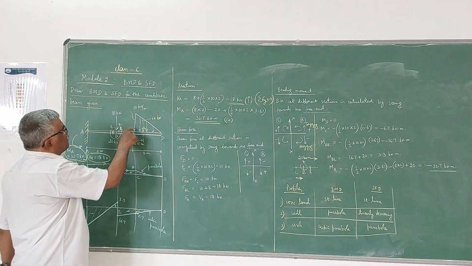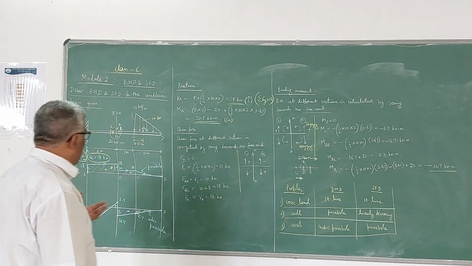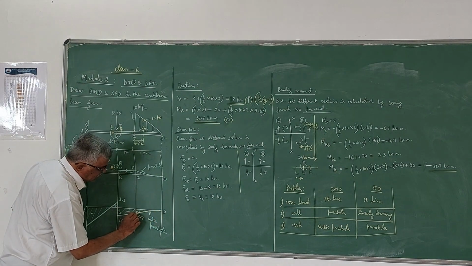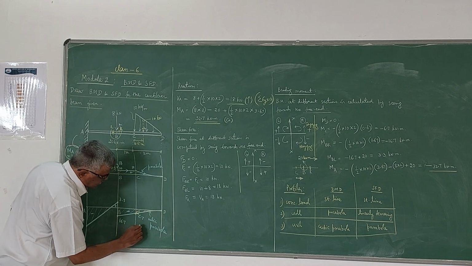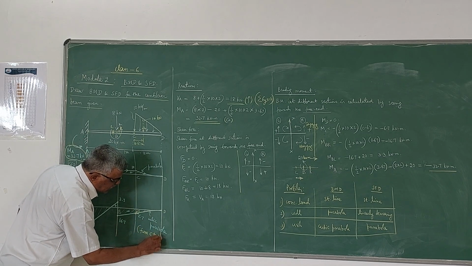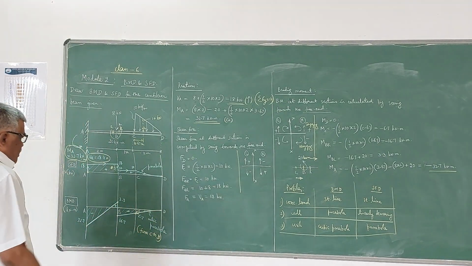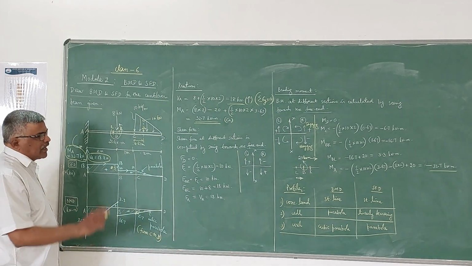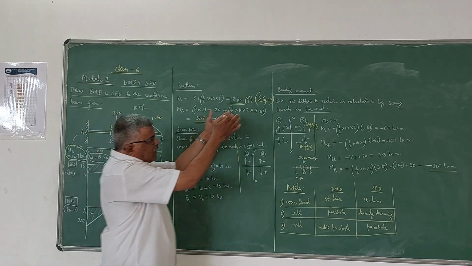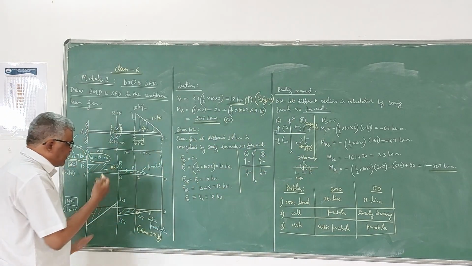Only in the portion CD, where the triangular load is acting, the profile of the bending moment diagram is a cubic parabola. Just draw a smooth curve and write it there. So from C to D, it is a cubic parabola. If it is UDL, it is a parabola. Since it is UVL, it is a cubic parabola from C to D. The rest of them are straight lines. But when you are joining, you should be very careful. In whatever order you have taken the values, in the same order you join the points.